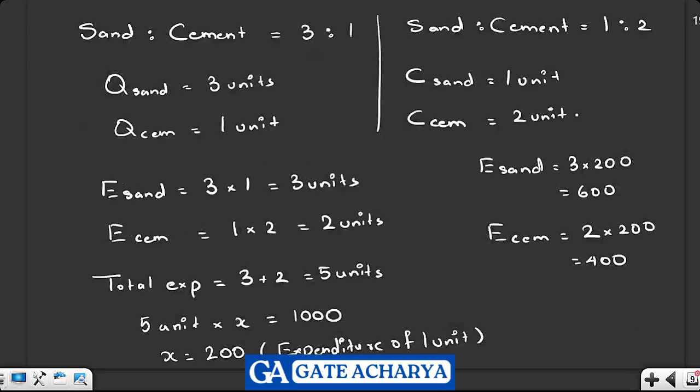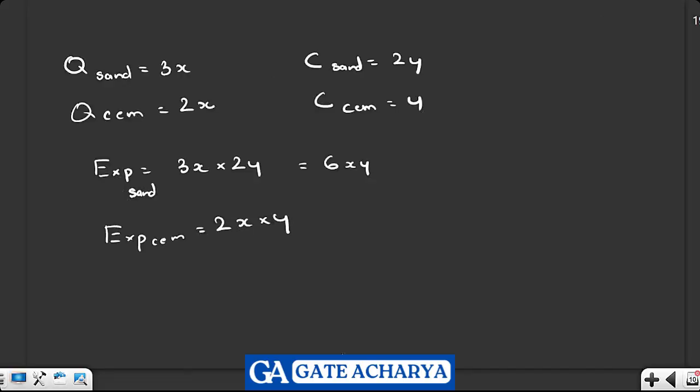6 6, I just wrote down. No, sorry, I made a mistake. 1 is to 2, na? So 2 is here. My mistake. Cost of sand is y, and cost of cement is 2y. My mistake. Please correct it.